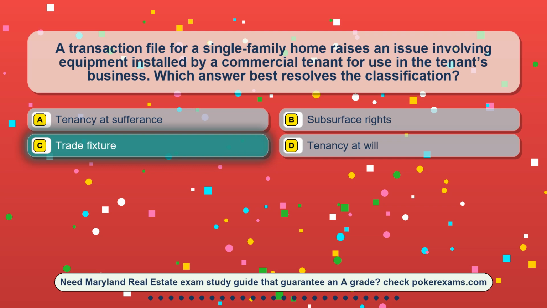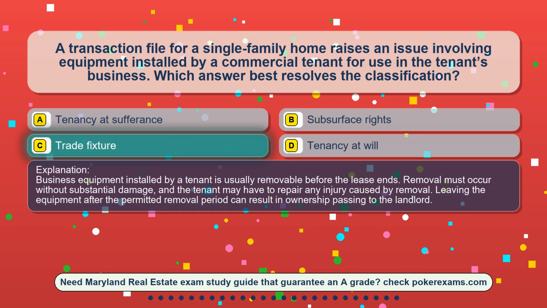The correct answer is option C, trade fixture. Business equipment installed by a tenant is usually removable before the lease ends. Removal must occur without substantial damage, and the tenant may have to repair any injury caused by removal. Leaving the equipment after the permitted removal period can result in ownership passing to the landlord.